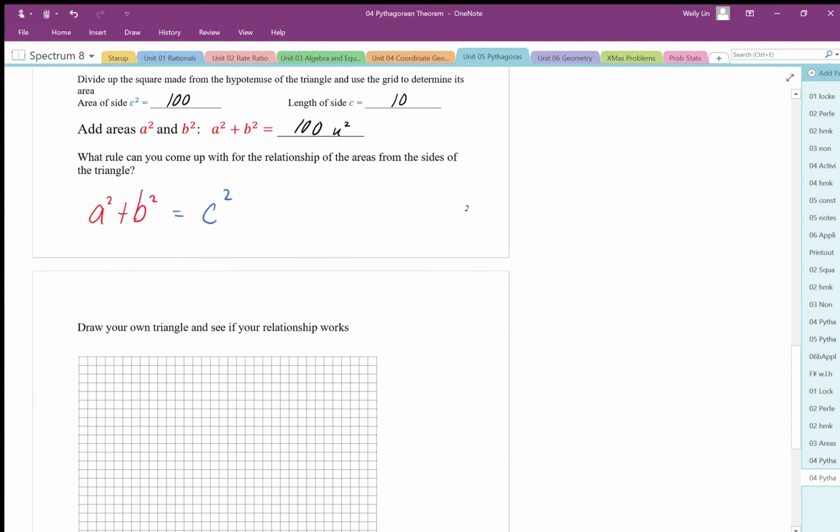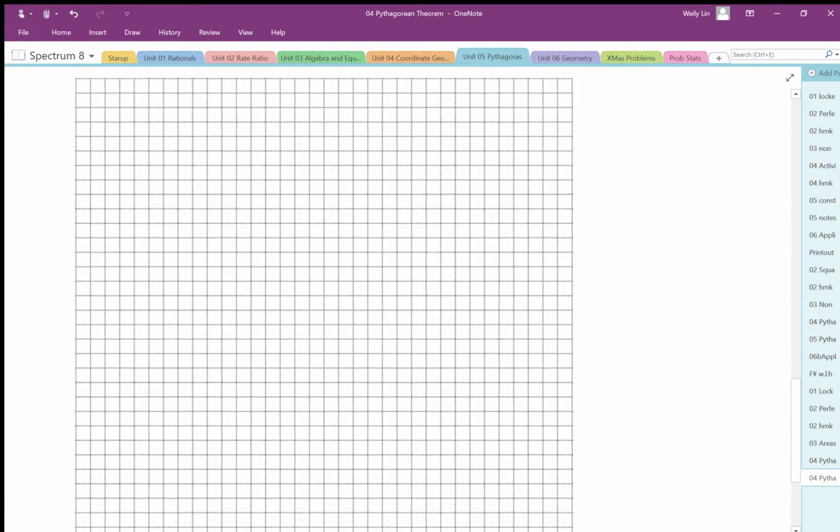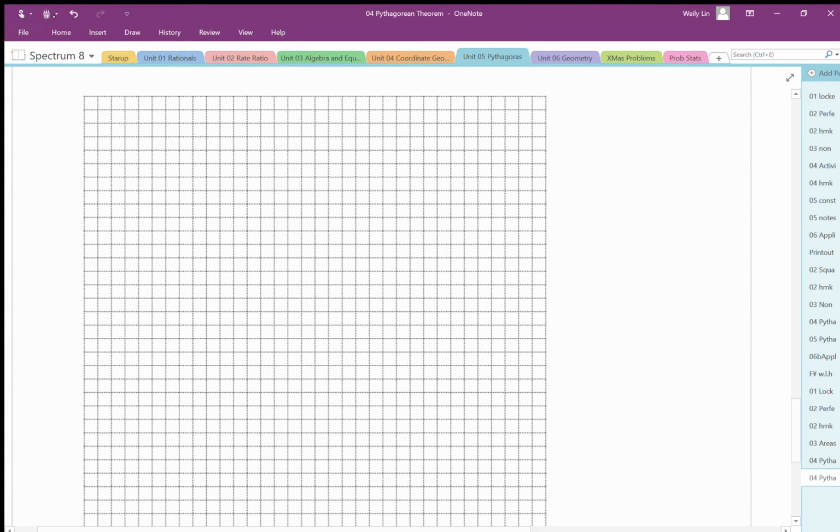So what I would like you to do is come up with your own. I'm going to draw a random right triangle here. You need to choose something different than mine, but I'm going to go 4 this way, and then 1, 2, 3, 4, 5, 6, 7, 8, 9. I'm going to go 4 and 9, and I'm going to connect that diagonal here.